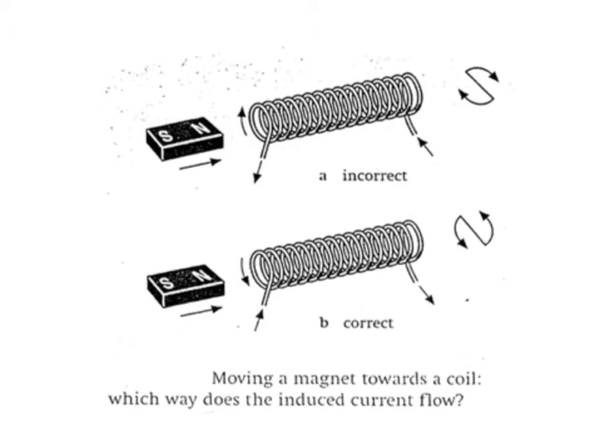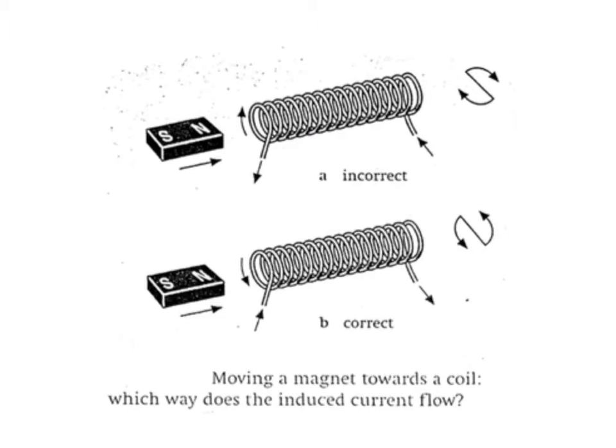For example, if I were to push the bar magnet into the solenoid, so when the coil cuts through the magnetic flux, there are two possible ways that the current can flow. One is it flows this way or the other way. As you can see, there are two possible ways. So why is this incorrect and why is this correct? The reason is very simple.